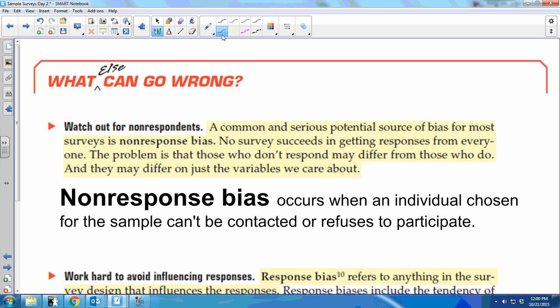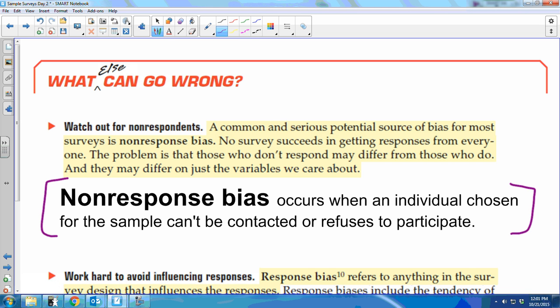Non-response bias. Again, our book does a terrible job. Non-response bias is when you have selected your sample. So I have selected 25 seniors to talk to. And out of those 25 seniors, some say they don't want to respond, because they can say that. You're not going to beat them up and make them answer your questions, because that's illegal. It's bullying. You can't do that.